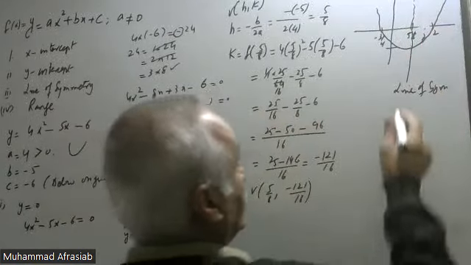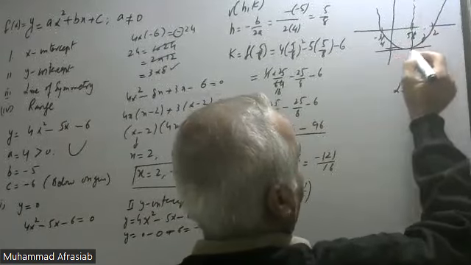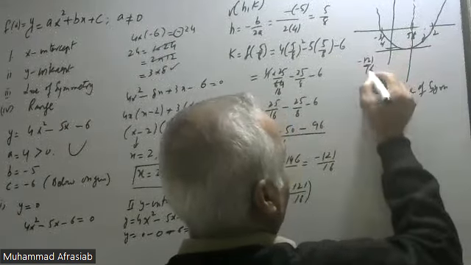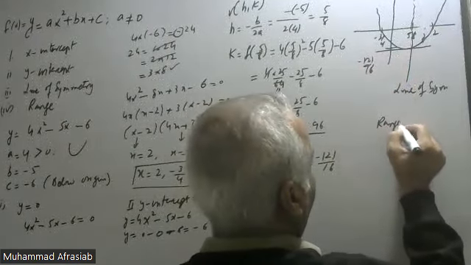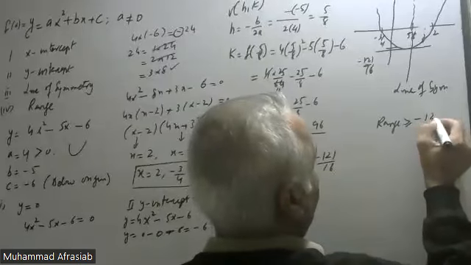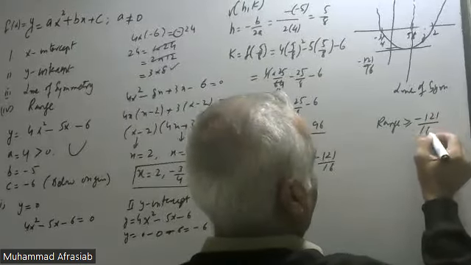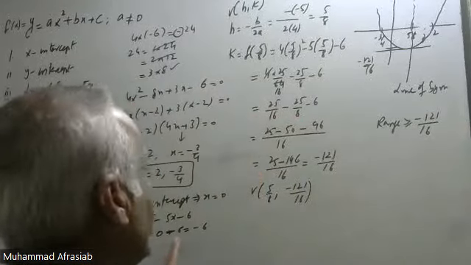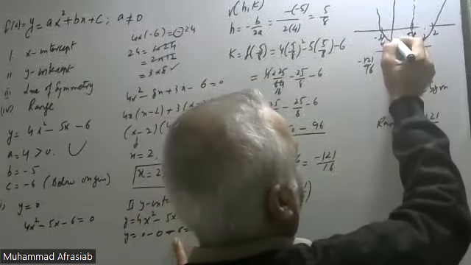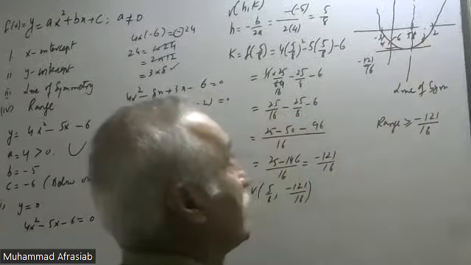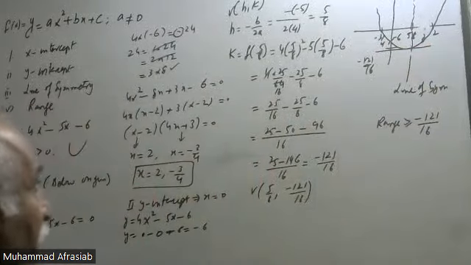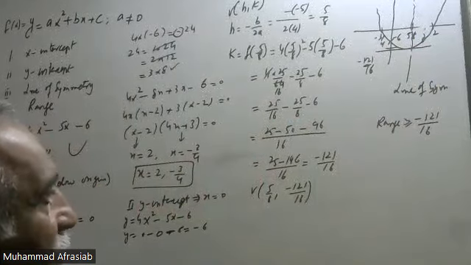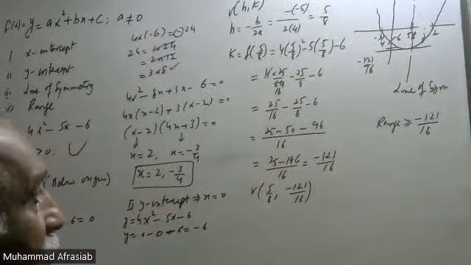And for the last, the range. This value is equal to minus 121 over 16. So the range of this graph is y greater than or equal to minus 121 over 16 because it is always going to go above that. And the y-intercept there is minus 6, and this is the exact sketch of this quadratic equation with the help of all these points. Now we can recheck whether it is right or wrong.